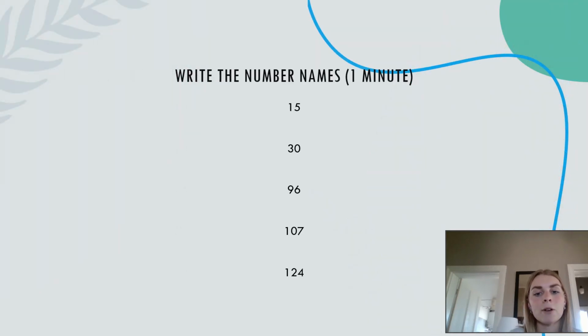Okay, then they'll write the number names. Because these are easier number names, they're only going to be given a minute. So the first one is 15, then it's 30, 96, 107. I've seen that when there is 100 and something, like 107, a 10, and not a unit, they write 1107. They battle to realize that there must be a 0 between the 1 and the 7, that there's nothing else. So that's why I've incorporated that into this.